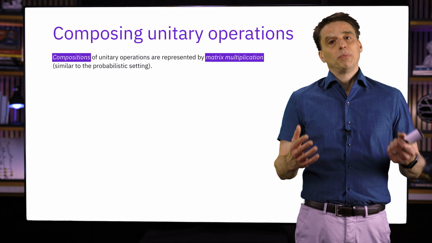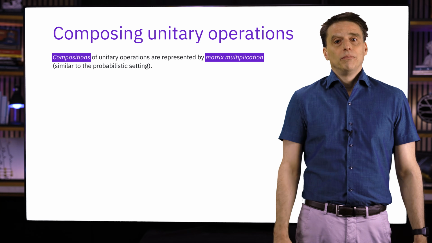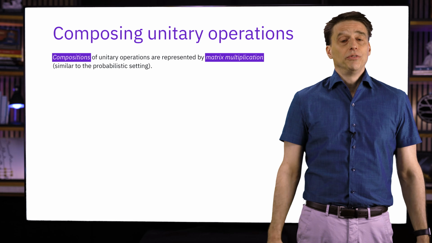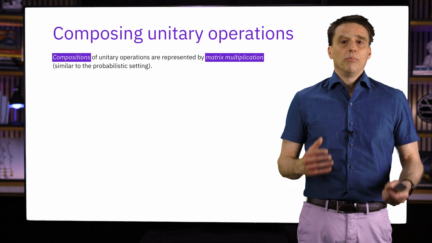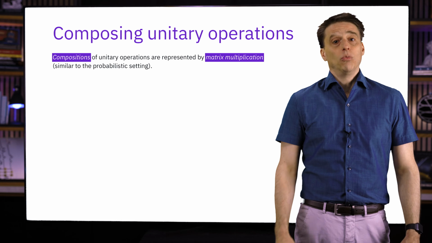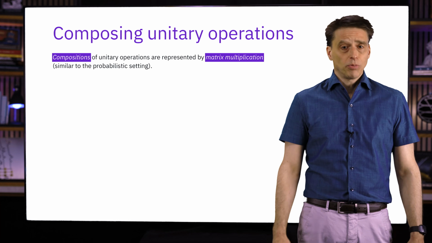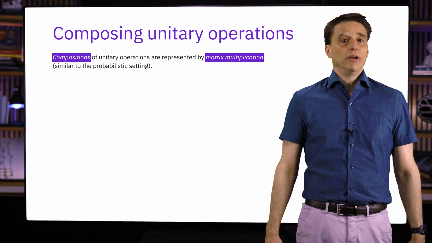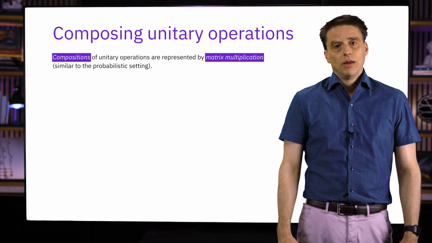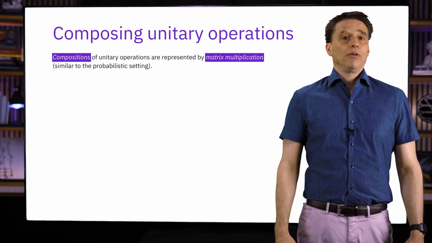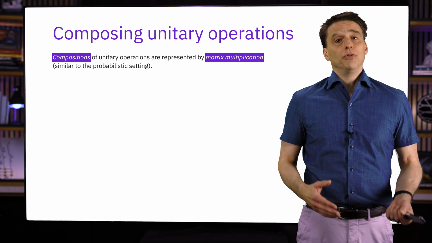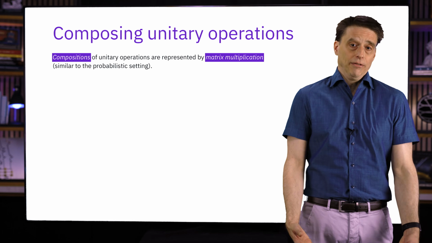You have to make sure you multiply the matrices in the correct order, but the way it works is just like it was for stochastic operations, where the matrix for the first operation you perform will always appear on the right-hand side of the matrix product, and the last one will appear on the left-hand side. So just like before, the order is reversed in the sense that you compose from right to left rather than left to right.